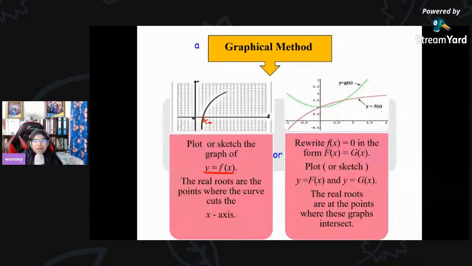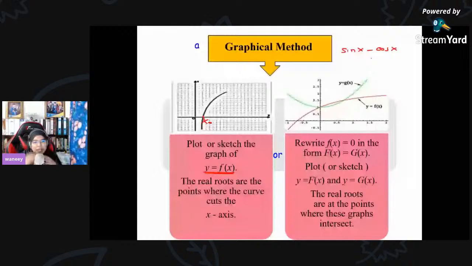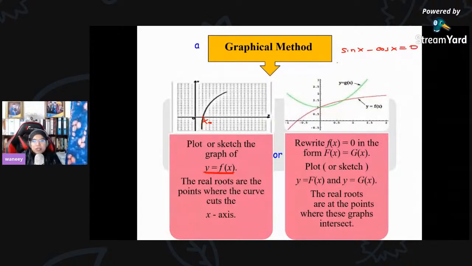So we haven't learned how to sketch both sine and cos at the same time, but we do know how to sketch sine and we do know how to sketch cos. So what we should do is separate them into two. Let's say we have sin x minus cos x equal to 0, so that means sin x is equal to cos x.